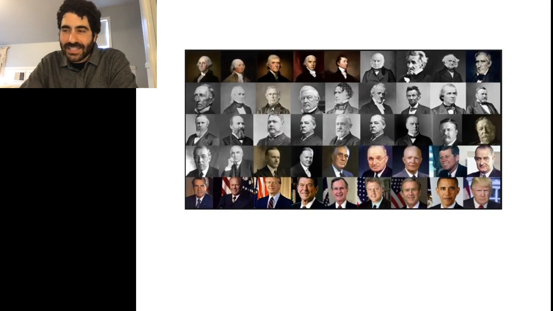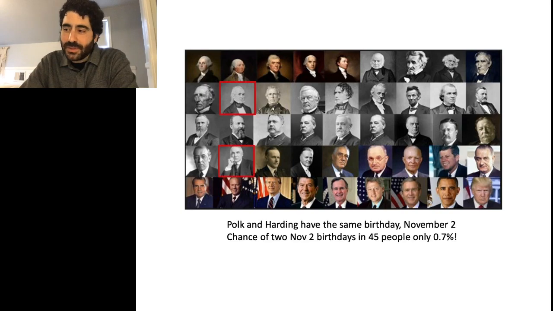Back on the first day of class, I gave another example of this, right? If we look at the presidents of the US and we look at their birthdays, there are two presidents that have the same birthday of November 2nd. And the chance of having even one president with a November 2nd birthday is pretty low. The chance of having two with a November 2nd birthday is ridiculously small, right?